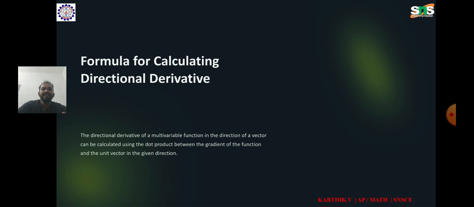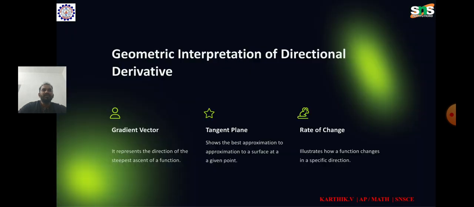Formula for calculating the directional derivative. The formula for calculating the directional derivative of a function is the gradient of f, del f, dotted with v, where del f is the gradient of f evaluated at a point (x1, x2, etc., xn). The gradient is a vector of the partial derivatives of f with respect to each variable.